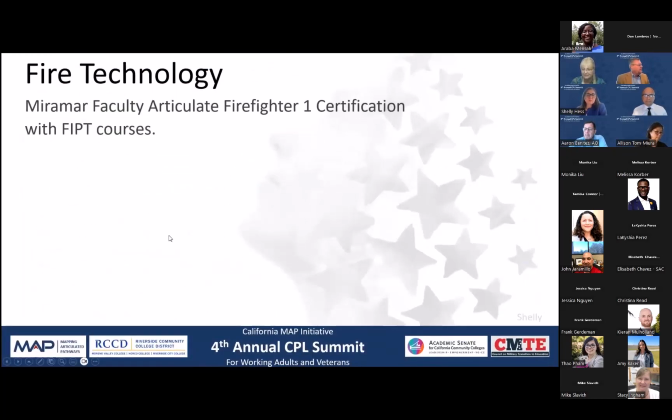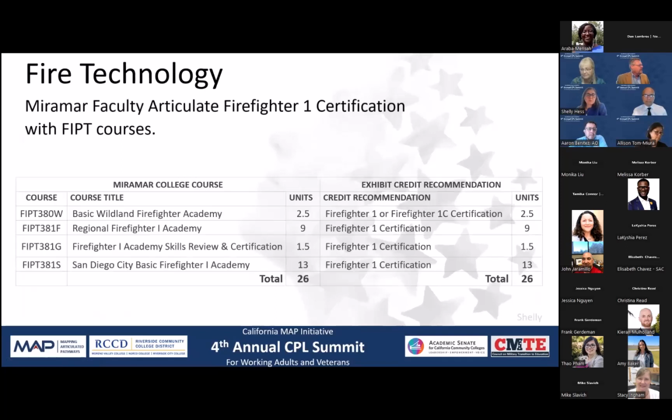Fire technology with, let me see if there it goes. Miramar College. Shelly. So this is just another example. We've been talking about fire this morning of some units that have been mapped to industry certification. As you can tell, the total units, 26 total units in just this one exhibit. But note the FIPT 381F, students can gain up to 9 units of credit. And for FIPT 381S, they can receive up to 13 units of credit for that course. So this is just another good example of what's been happening with fire.